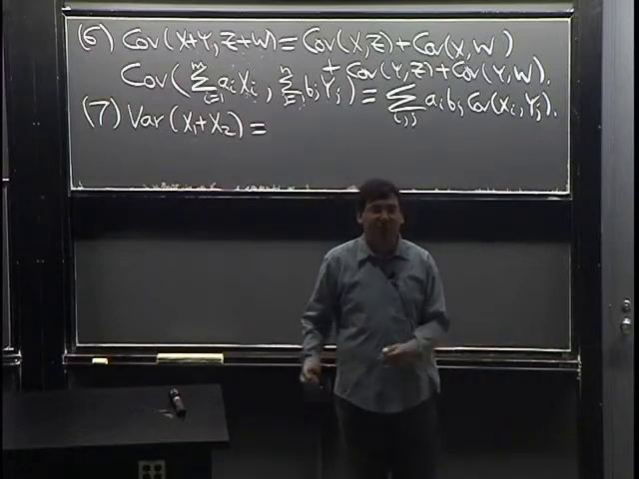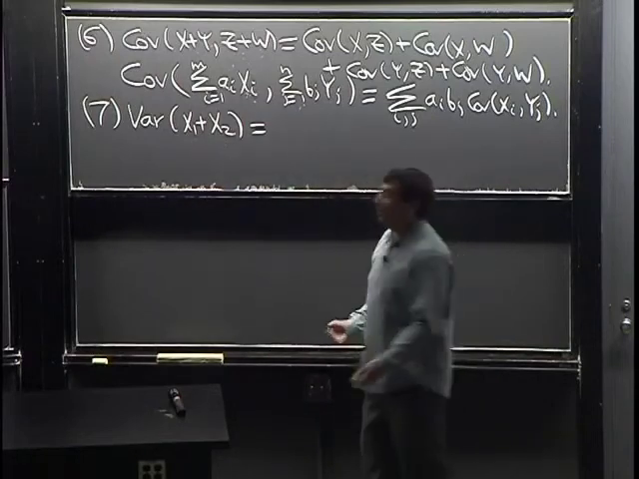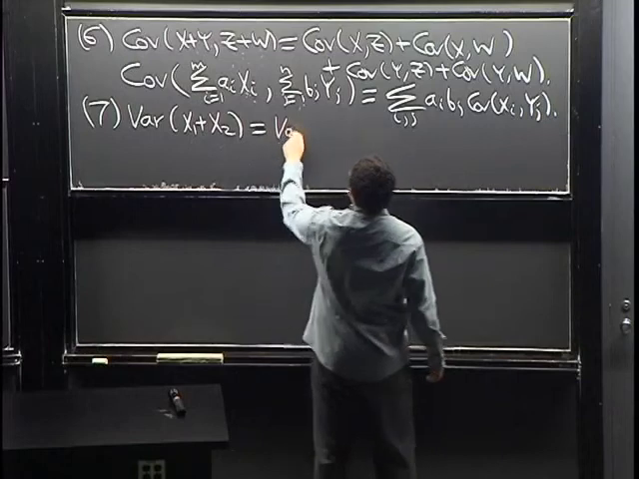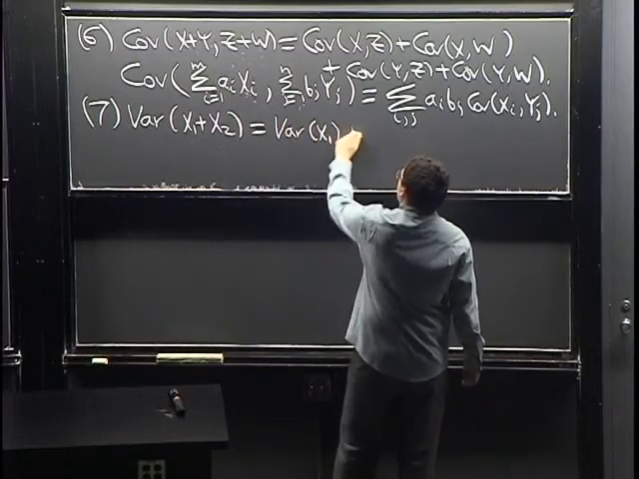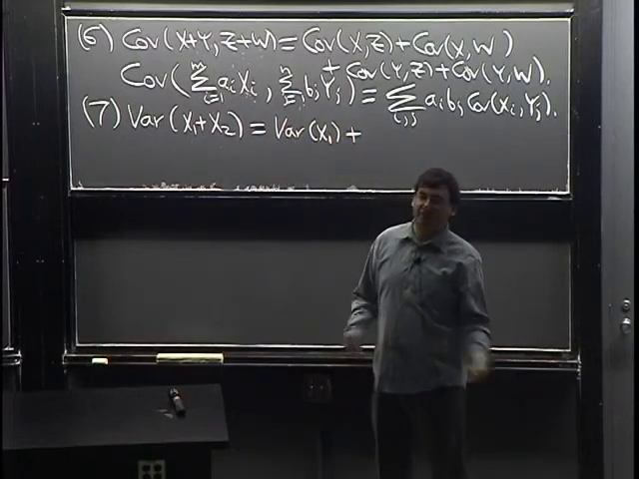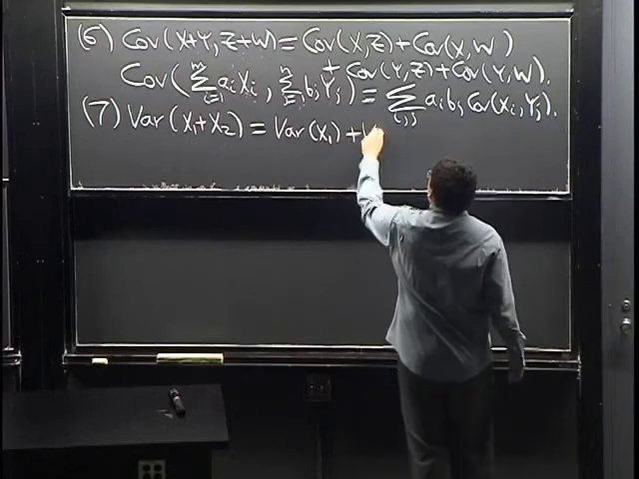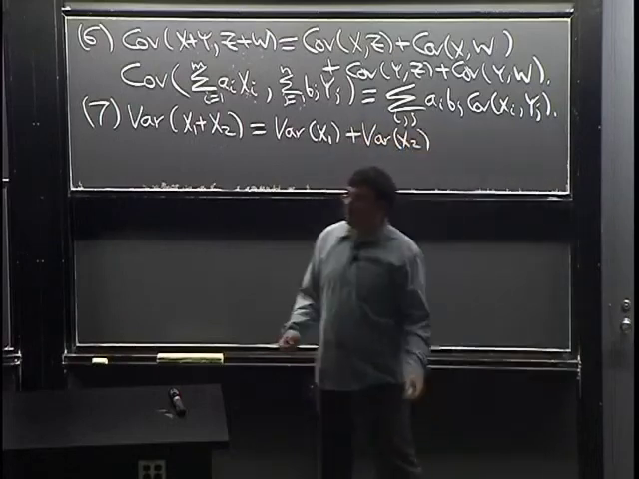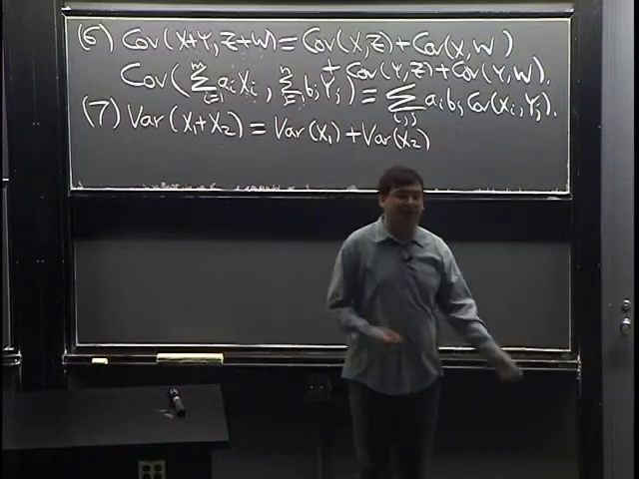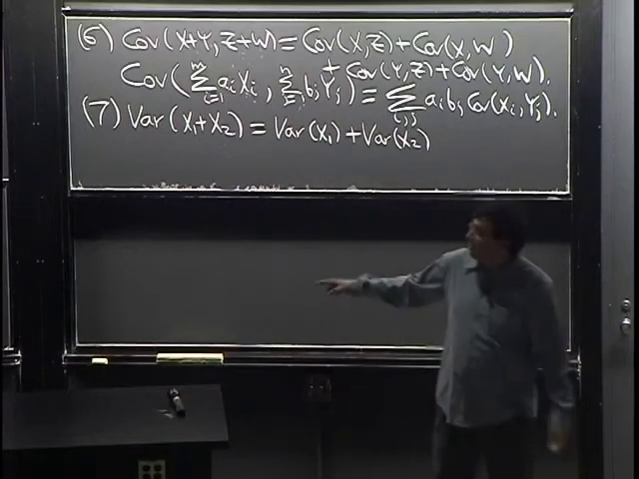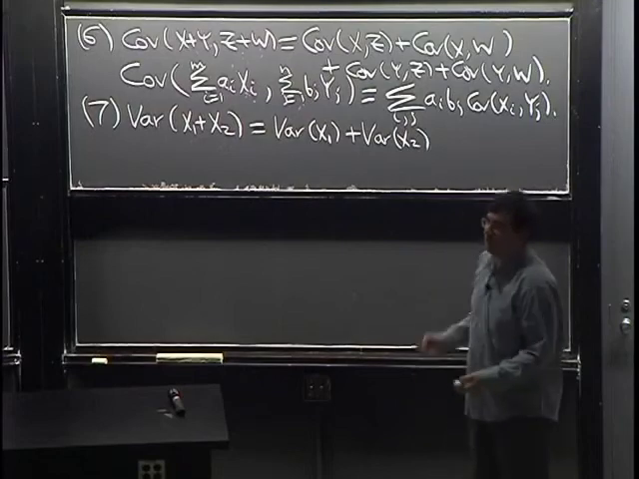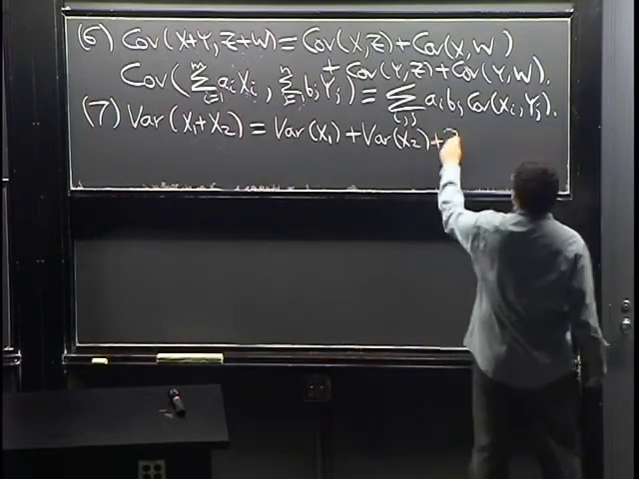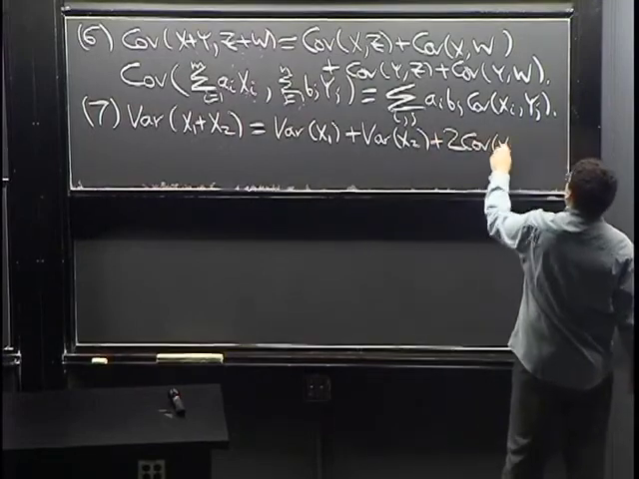By property 5, or property 6, what's the covariance of x1 plus x2 with itself? Well, we just have those 4 terms. We have the covariance of x1 with itself, but that's just the variance of x1. And we have the covariance of x2 with itself, that's just the variance of x2. And then we have 2 cross terms: the covariance of x1 and x2, and the covariance of x2 and x1. But by the symmetry property, those are the same thing, so it's simpler to write it as 2 times the covariance of x1 and x2.